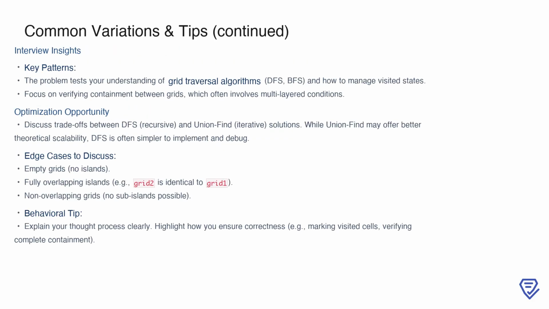This problem is an excellent opportunity to demonstrate your understanding of grid traversal algorithms like DFS and BFS, along with how to manage visited states effectively. A critical aspect is verifying containment between grids, which often requires layering multiple conditions. There's also room to discuss optimization. While DFS is often simpler to implement and debug, Union Find offers better scalability on larger grids. You should be ready to explain the trade-offs between these approaches.